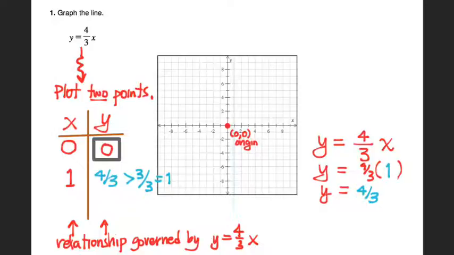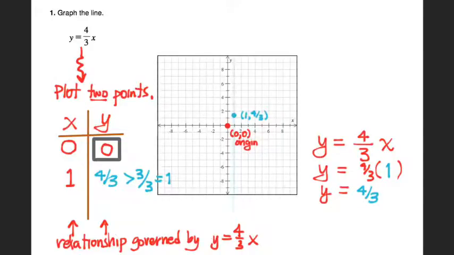We don't have to be super duper precise with it. I don't want to get into a conversation of mixed numbers right now either. So I'm just going to do the best I can to place that point 1 unit of distance to the right of the y-axis and between 1 and 2 units of distance north of the x-axis. The point (1, 4/3) is somewhere right about there.